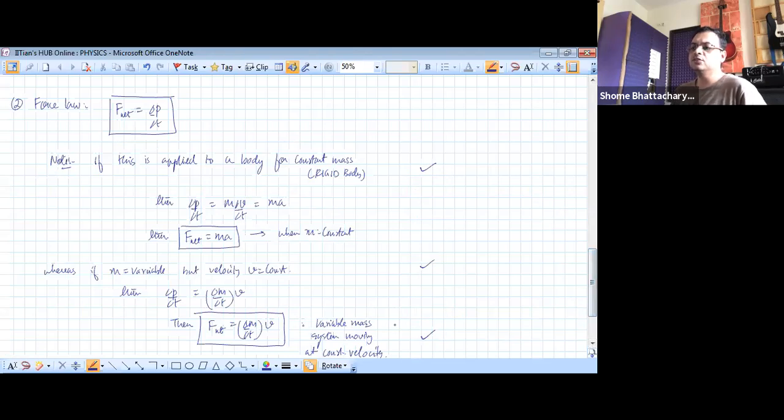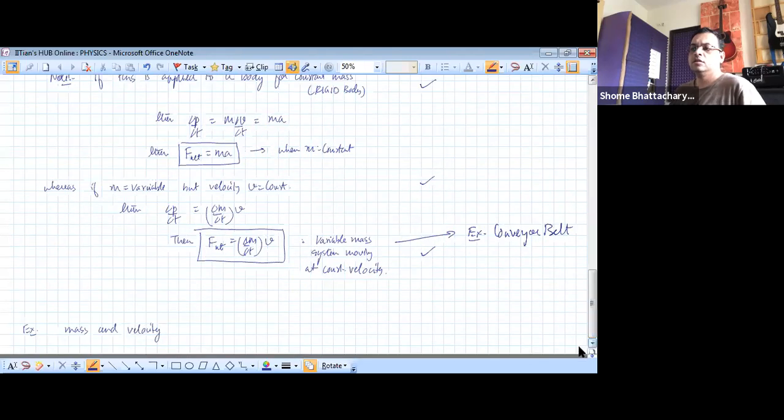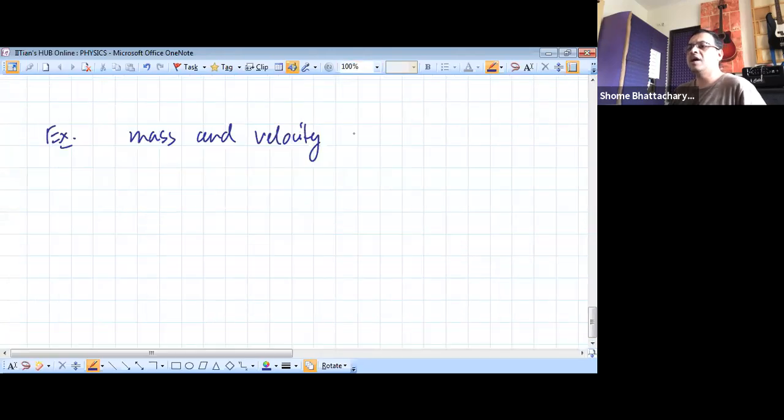So this example we had seen of the conveyor belt. The conveyor belt example that we saw yesterday. Now today, let's continue ahead and let's understand something where mass and velocity may both be variable. Both of them might be variable. So in that case, what do we do?